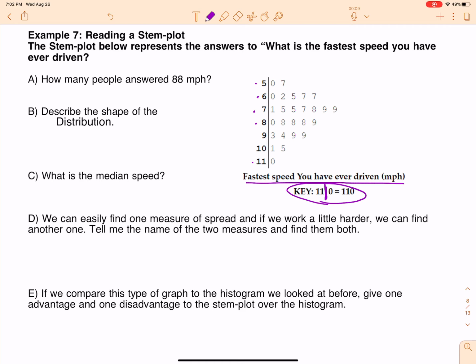All right, so let's see how we're going to read this stem plot. How many people answered 88 miles an hour? Well, here's the 80 right here, and I've got 88, 88, 88, so that'd be 3 people. Describe the shape of the distribution. Well, I would say this is approximately symmetric.